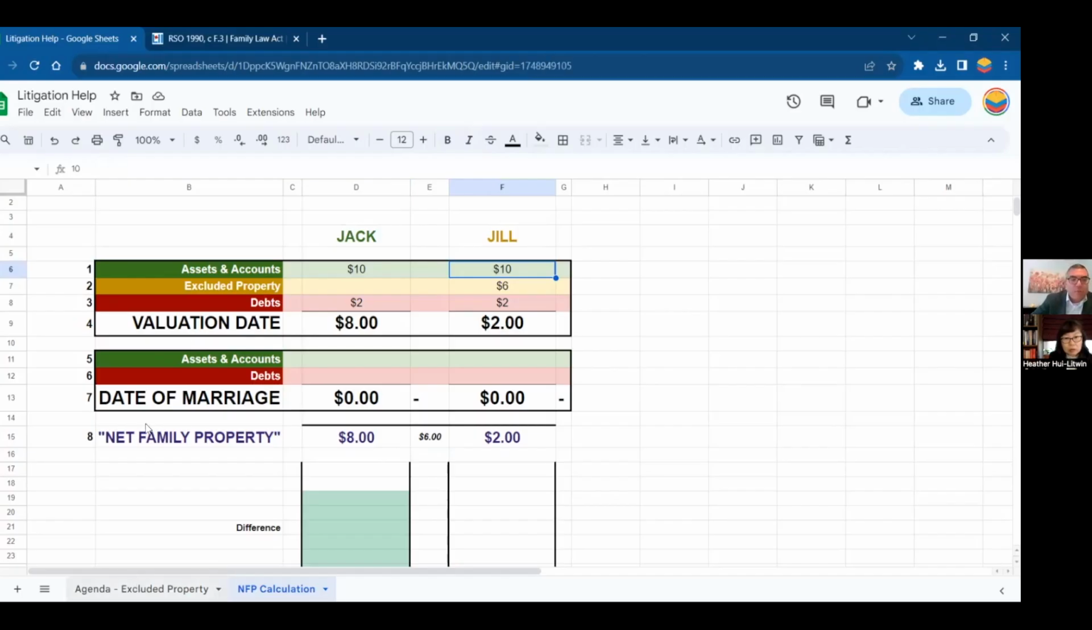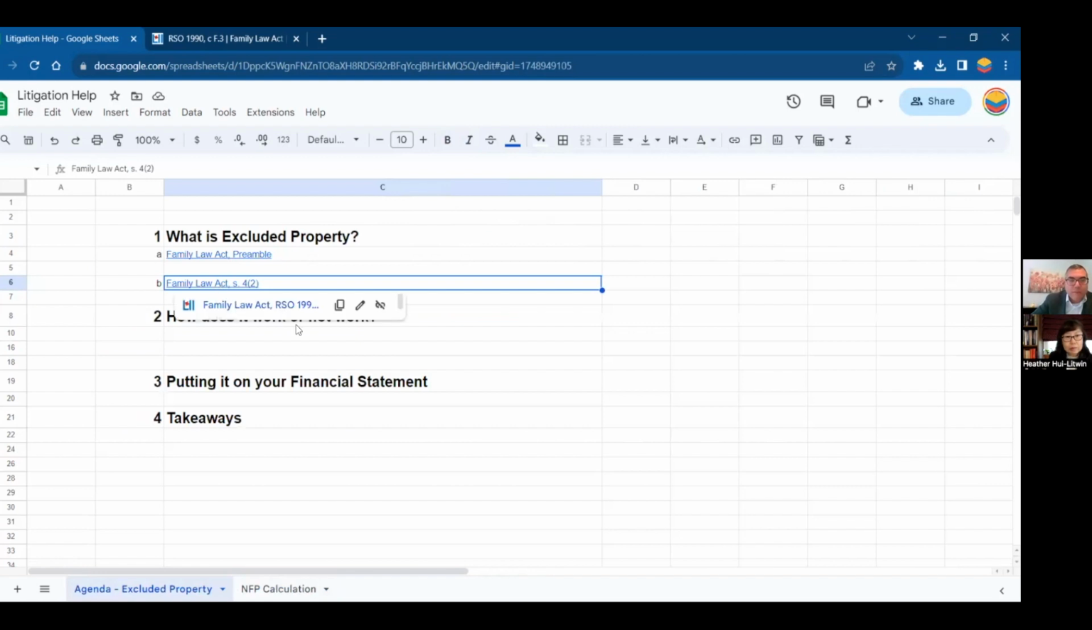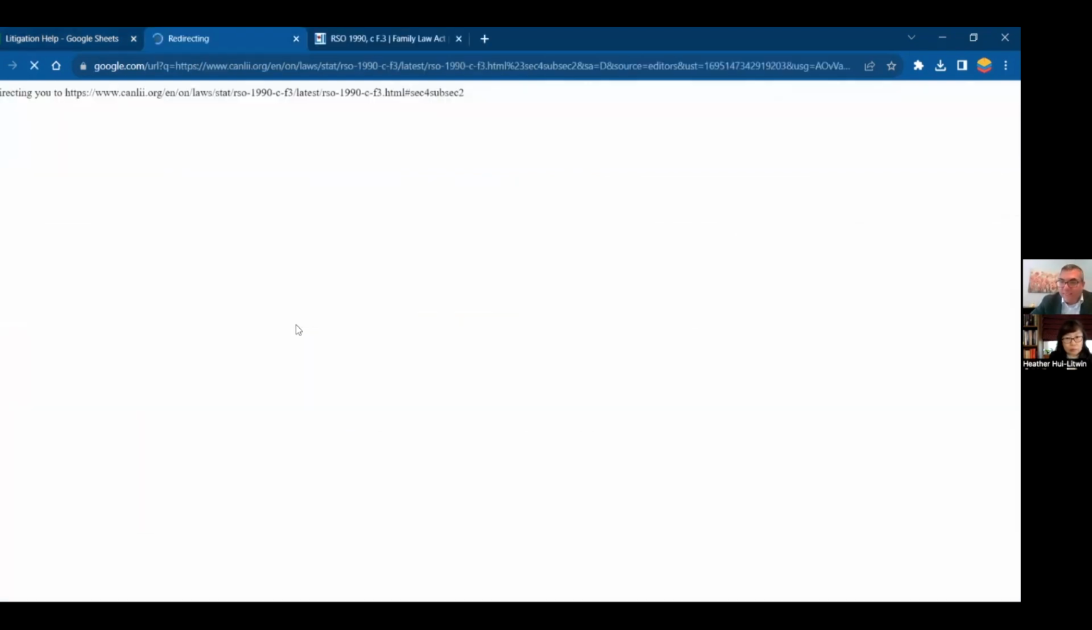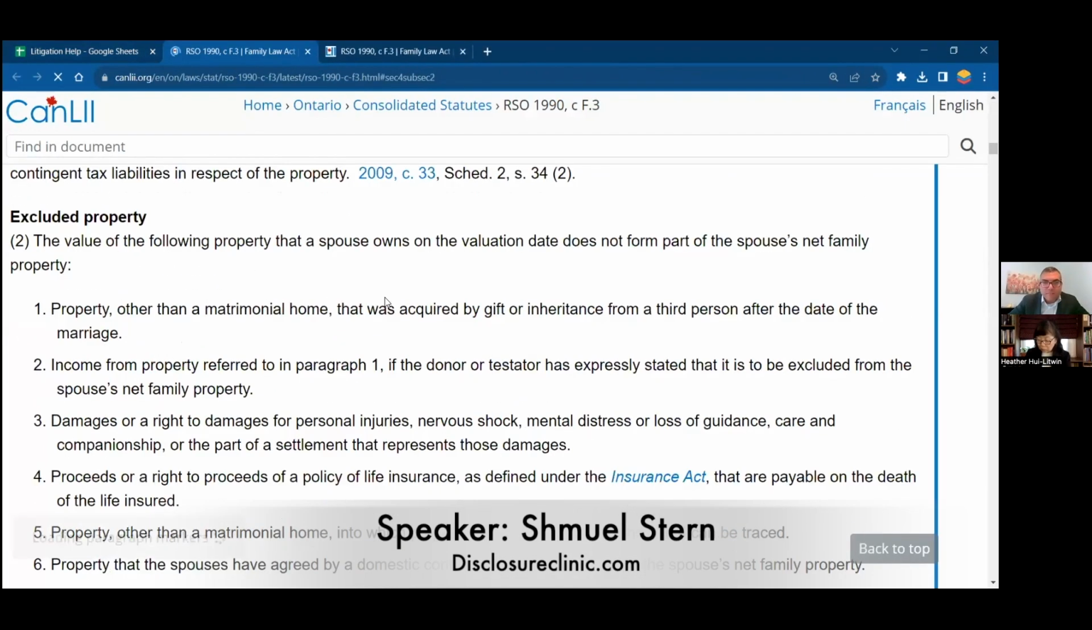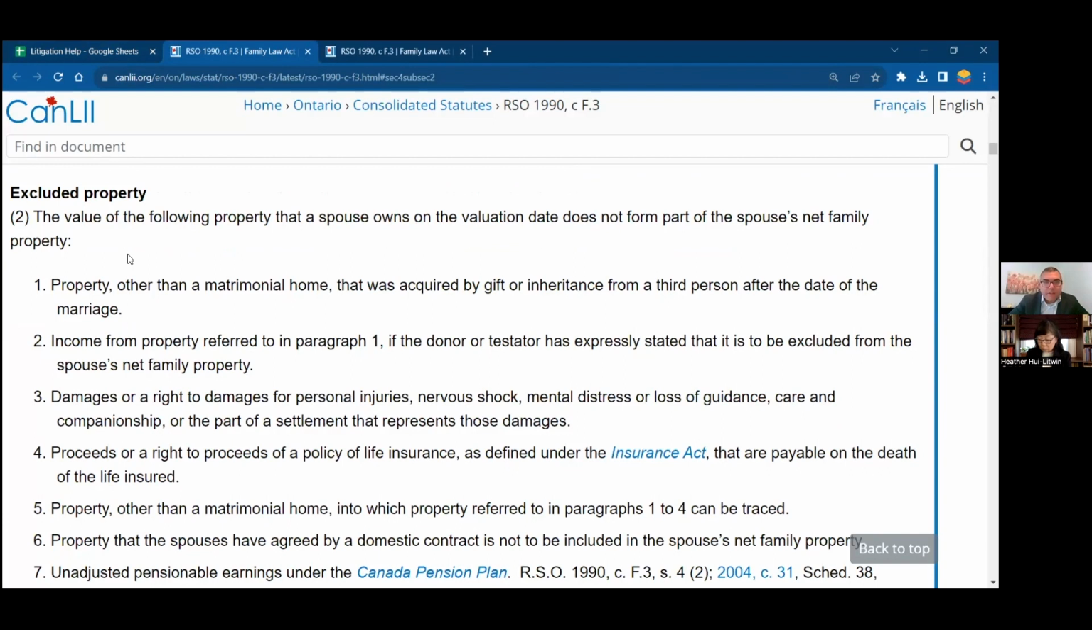Then we go back to the law, and there's a list. Here it is. The value of the following property that a spouse owns on the valuation date, that's why I use that term, does not form part of the spouse's net family property. Remember, the spouse owns it, it's on valuation date, and it's not forming part of the net family property. It's still part of their net worth, but not their net family property.